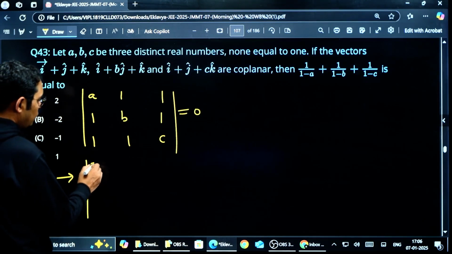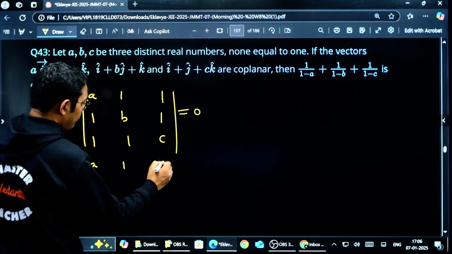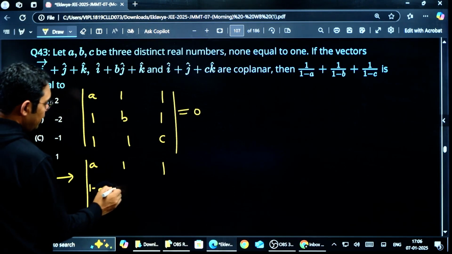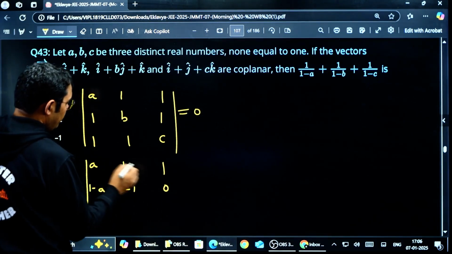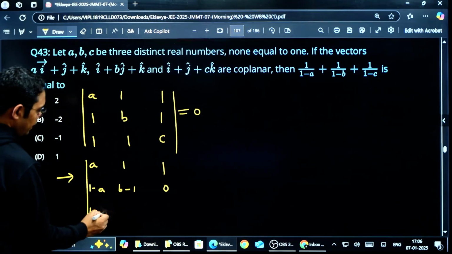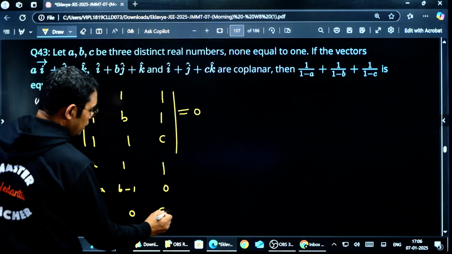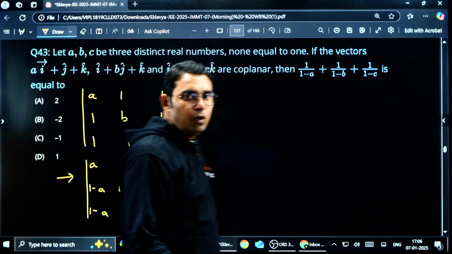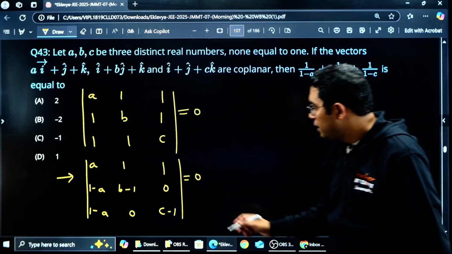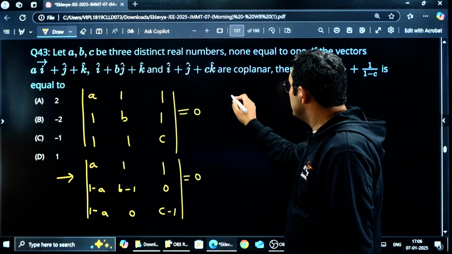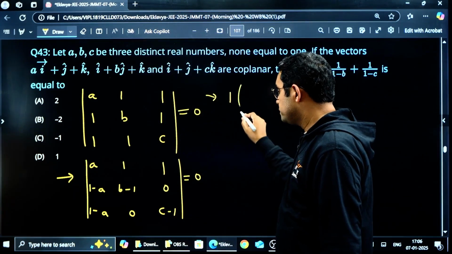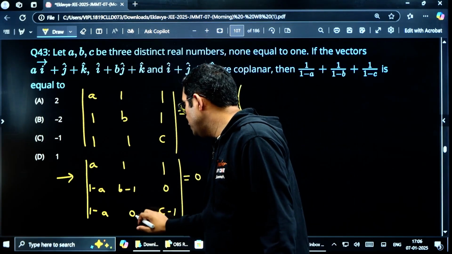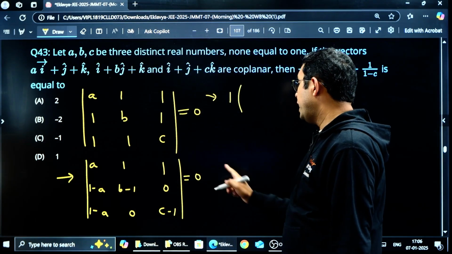I will keep the first row as it is, A, 1, 1. Second row I will subtract from row 1. So it will be 1 minus A, B minus 1 and 0. Likewise, 1 minus A, 0 and C minus 1, and that is equal to 0. Now you can open it along any row or column you want. I think we can use the last column. It will give you 1 into, I think, 0 minus this thing.